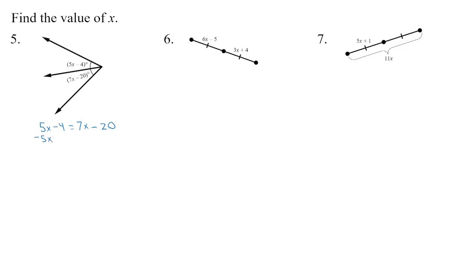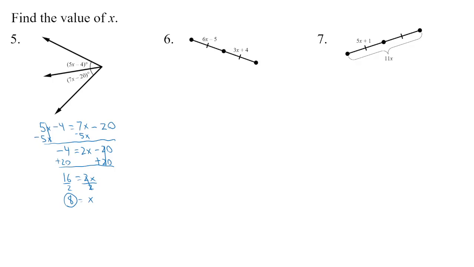Subtract 5x from both sides, and you have negative 4 equals 2x minus 20. Add 20 to both sides, and we have 16 equals 2x. Divide both sides by 2. You have 8 equals x. Therefore, the solution is 8.